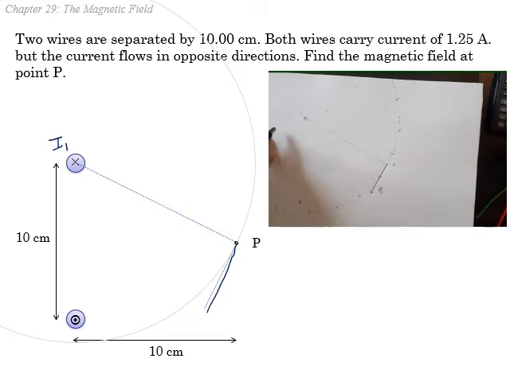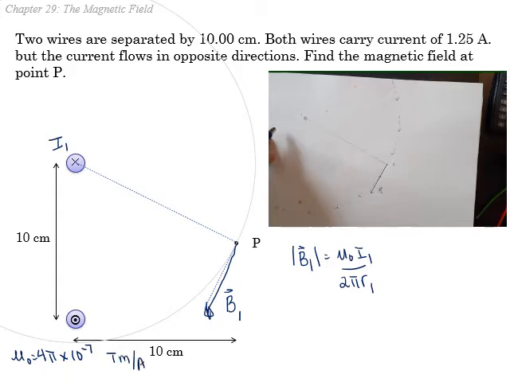I'm going to draw it on this diagram here. So there's our B1. It is a vector, so it has a direction and a magnitude. Let's find the magnitude of that vector first. So the magnitude of vector B1 is mu naught times I1 over 2 pi times R1. Mu naught is our constant. Mu naught is 4 pi times 10 to the minus 7 Teslas times meters over amps. R1 is your distance from wire 1 to our point. So from here to here is R1.